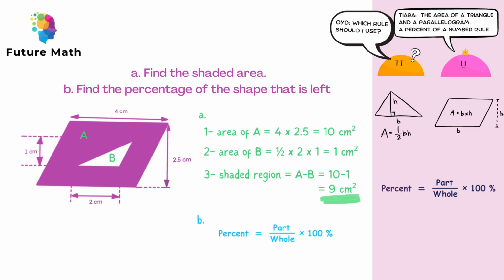B, to find the percentage of the shape left, I will do the part over the whole times 100, which is the shaded region divided by the area of the parallelogram times 100, and that is 9 divided by 10 times 100. And if we simplify a 0 with 0, that will come out as 90%. And this is my final answer.